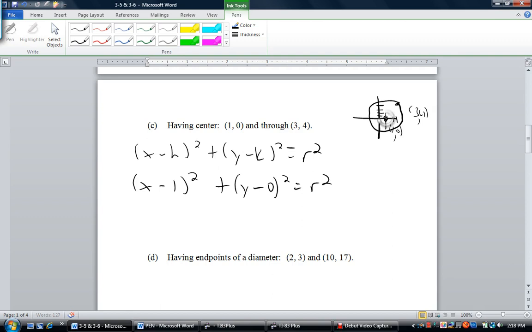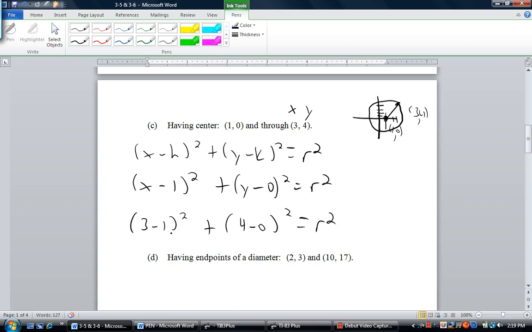You'll notice that I have this distance, which is the radius. And it goes through the points 1, 0 and 3, 4. I've already used 1, 0 for the center, so x, y can be this other point that goes through the circle. So we're going to use that and substitute for x and y. So now we have 3 minus 1 squared plus 4 minus 0 squared equals r squared.